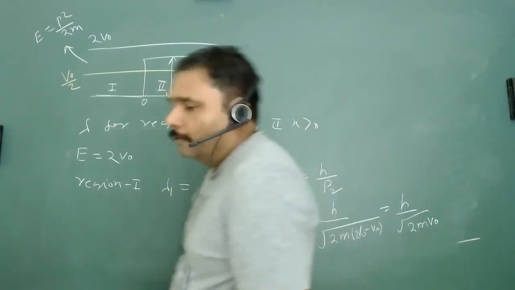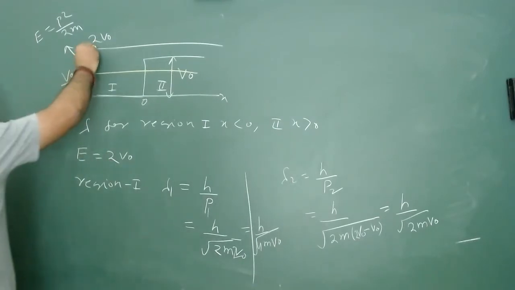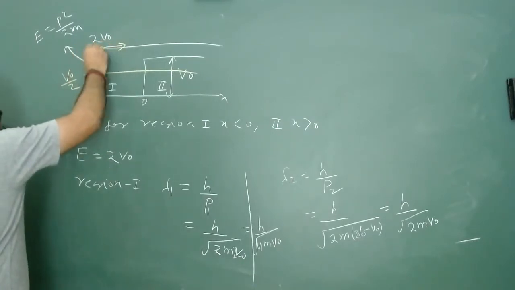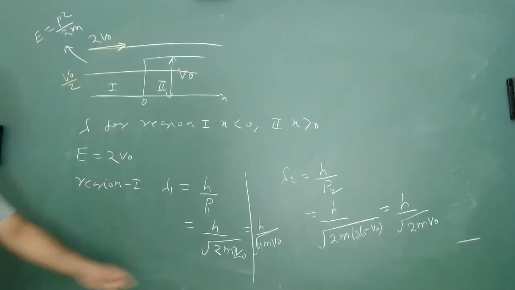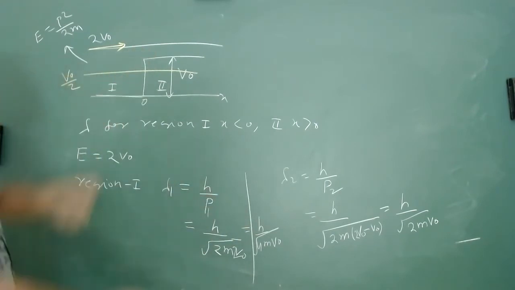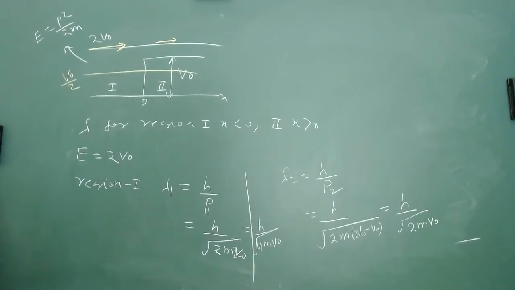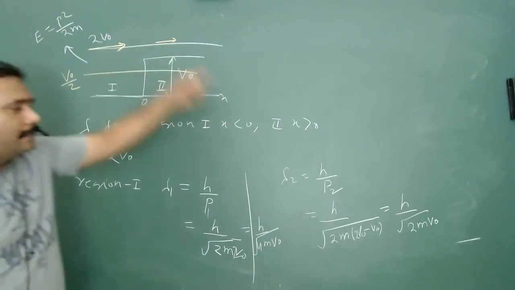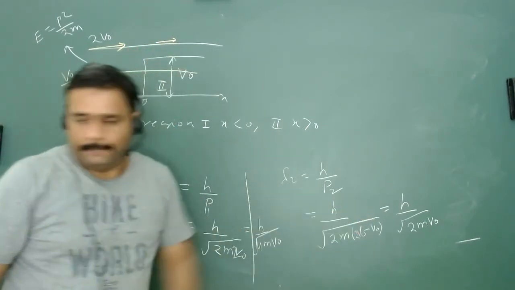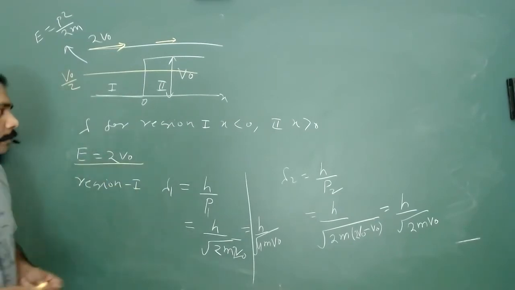So obviously, the particle has very high momentum in this region, so the de Broglie wavelength is less compared to this. And in this region, the momentum is less, so the de Broglie wavelength is high. So this is the case for energy E equal to 2V naught.